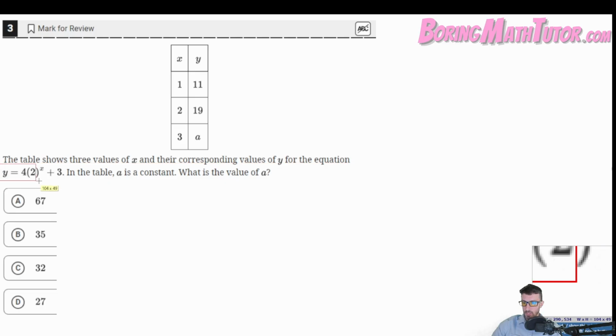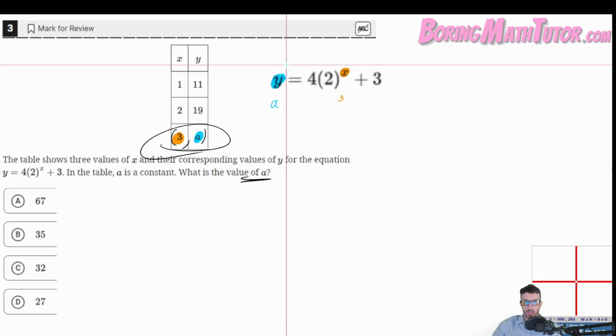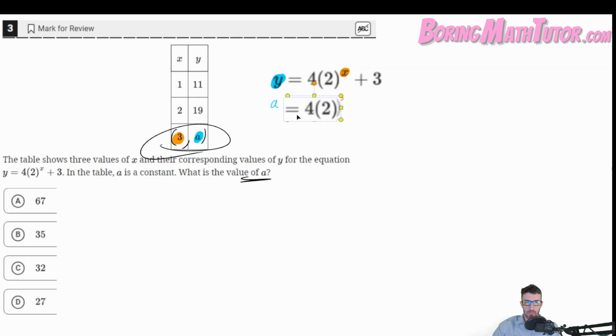All right, they're giving us an equation down here. Let's take that equation, and because they're asking for A, we can notice that A is in the table here as the (3, A). So what that means is you're going to take the Y value and replace it with A, and you're going to take the X value and replace that with a 3. But you're still going to have equals 4 times 2 raised to the 3. And also you're still going to have this plus 3 out there.